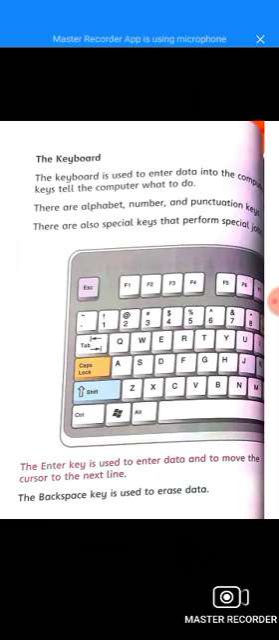Next is keyboard. The keyboard is used to enter the data into the computer, and it tells the computer what to do. There are alphabet keys. Names of the alphabets are given, and number keys. Numbers are given here. Punctuation keys. Punctuations are given on the number keys, and some punctuation are given on the right side of the letter keys.